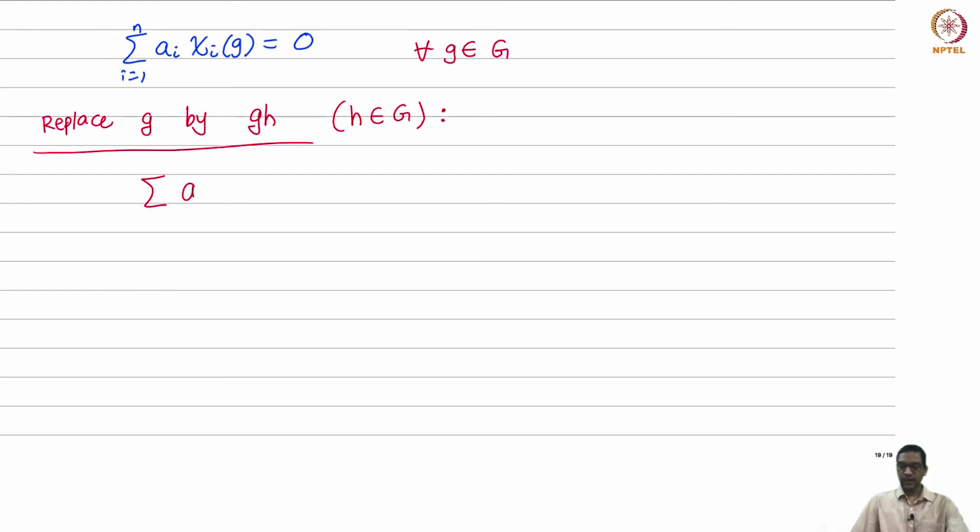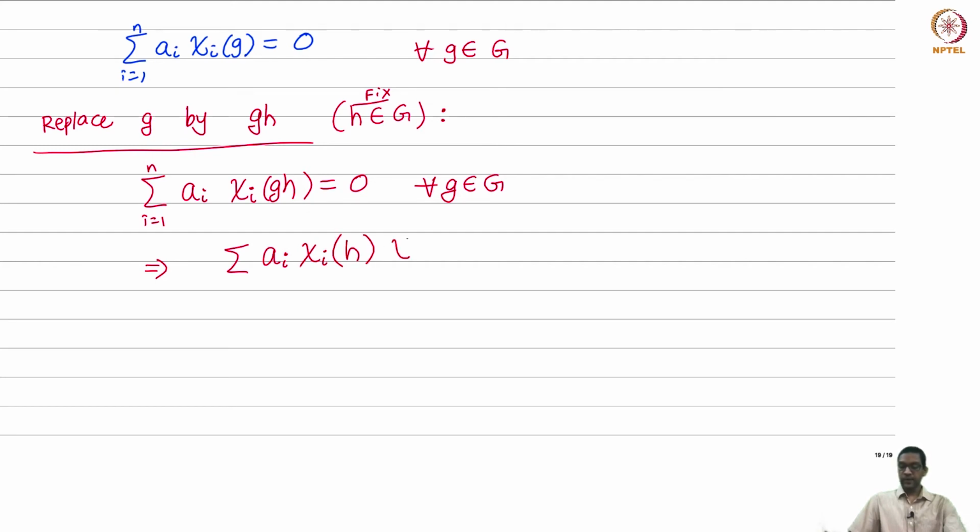So what do I get? Well, I get the new relation: the sum of AI chi I of GH is also 0. I fix H and think of G as varying across the elements of the group. So here's my relationship, and what does this imply? I have to use somewhere that chi I is a character, that it's a group homomorphism, and now is the time to use it. So I'm going to rewrite this as the sum of AI chi I of H, chi I of G, equals 0.